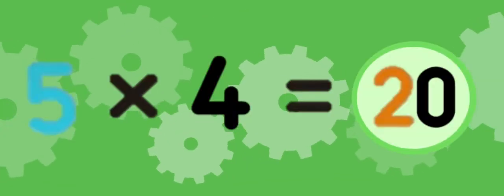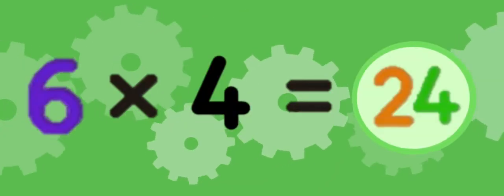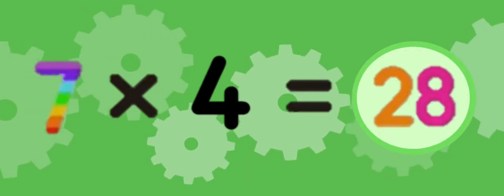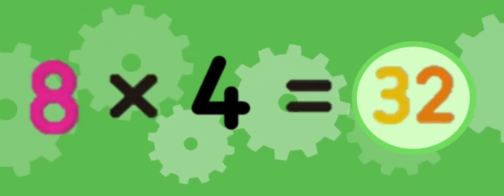5 times 4 is 20. 6 times 4 is 24. 7 times 4 is 28. 8 times 4 is 32.